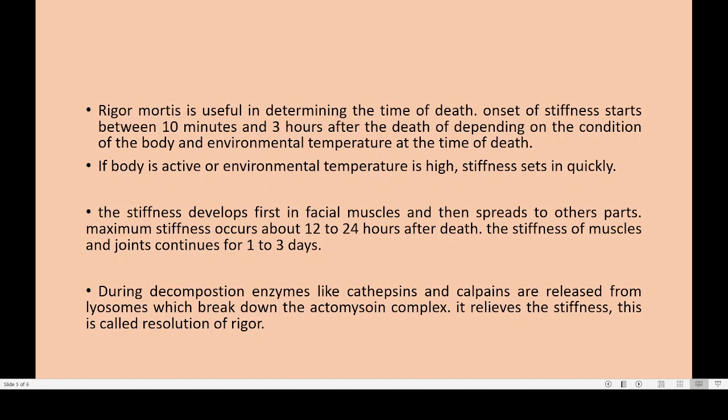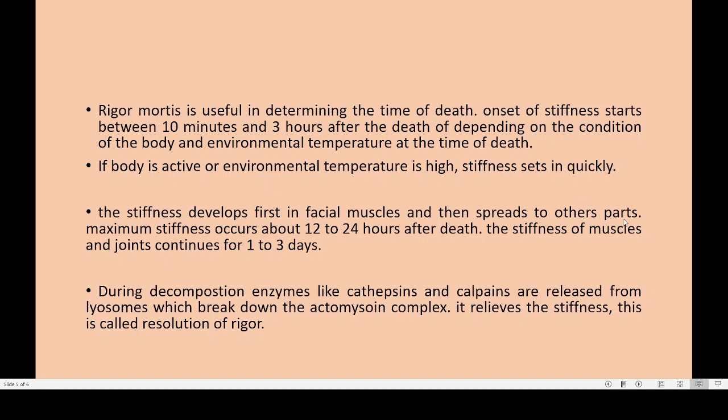And normally, by experience, most doctors will know at what time, in a country or a state like this, rigor mortis normally develops. So this is the usual time: between 10 minutes to 3 hours, rigor mortis can develop. And if the body is active or the environmental temperature is high, rigor mortis can take place faster or more quickly. The stiffness develops first in the facial muscles, then spreads to other parts.